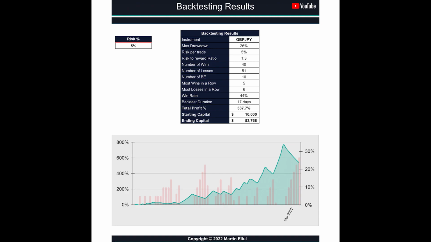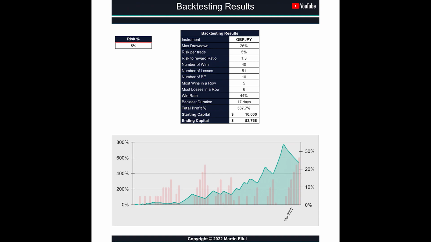So the total profit was 537.7% of the account over 17 days. That's pretty insane. So I'm very surprised of the performance of this strategy. When I was looking for trade examples, I seemed to be struggling to find good trades. But over those 17 days, it's been very impressive. If you had started with $10,000, you would have ended up after 17 days with more than $53,000.